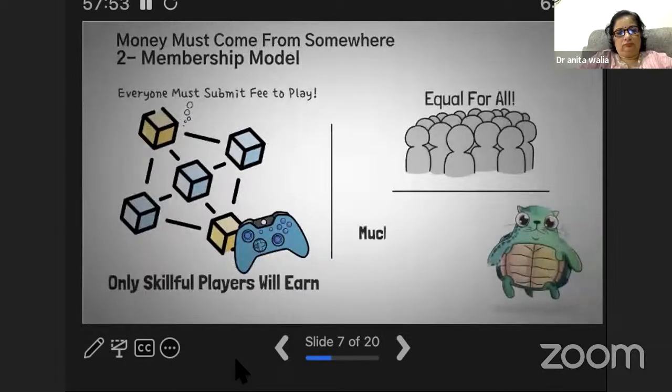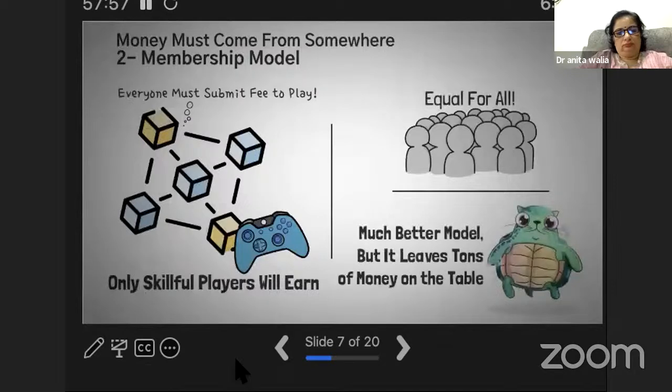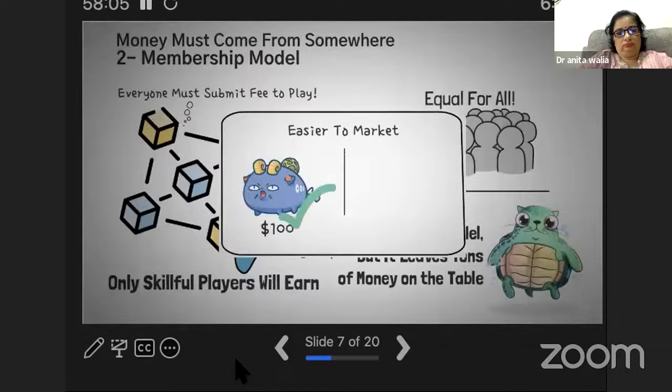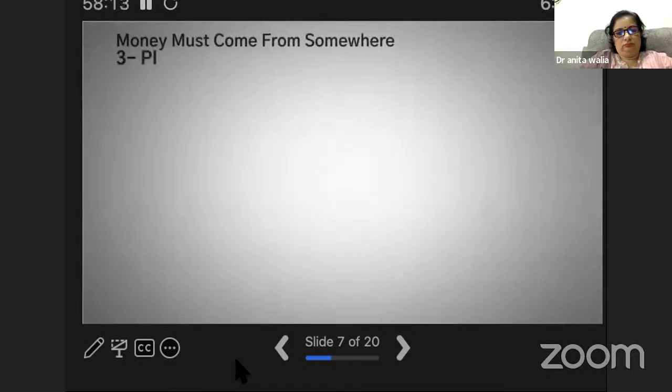To me, this is a much more fair model, but it also leaves a ton of money on the table, which is probably why many protocols don't even consider it. It's also much easier to market that when you pay $100 to buy an Axie, you get to keep that Axie as something that you own, compared to a $20 seasonal fee to play the game that expires once the season is over. The next model is called pay to win.